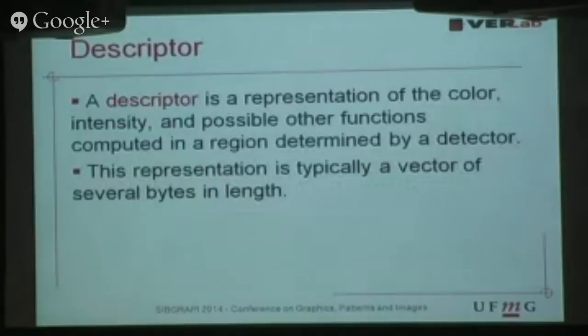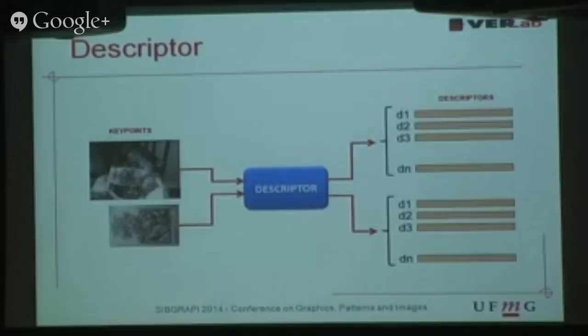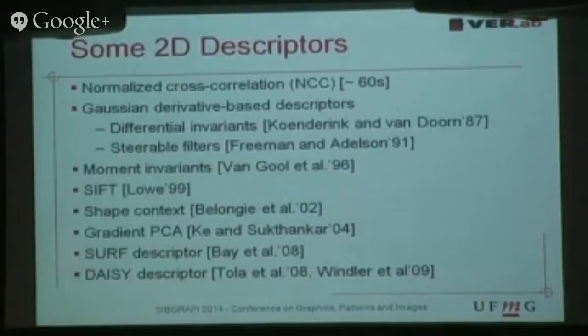So what's a descriptor then? A descriptor is the representation of color, intensity, and other characteristics of the region that surrounds the key point. And normally, as I mentioned, this is a vector of several bytes in length. So here you have, as input for a descriptor, the key points that you detected, and then you generate a list of descriptors in those images. This is a list, of course abridged, of descriptors. You have numerous ones, and this is basically in chronological order of appearance, right? Some of them you know, of course. SIFT is well known, has 35,000 or so citations, right? SURF is another one that you may know. And there are several others.